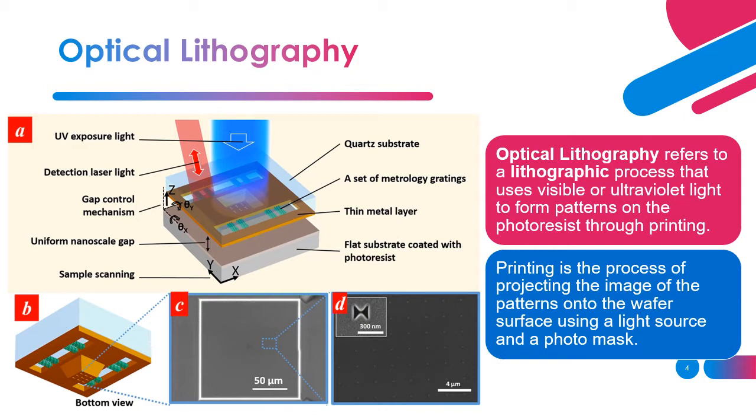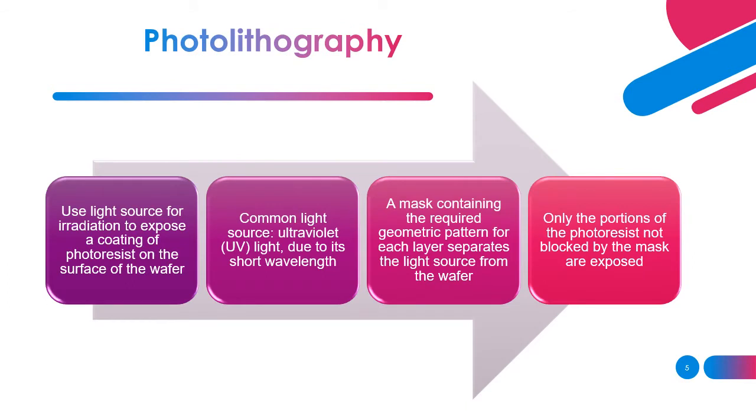Optical lithography refers to the lithographic process where visible or ultraviolet light is used to form a pattern on the photoresist through printing. So printing is the process of projecting the image of the pattern onto the wafer surface using a light source and photomask. The most used optical lithography is photolithography.